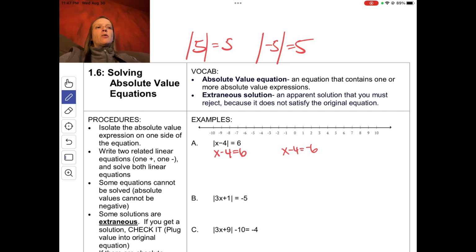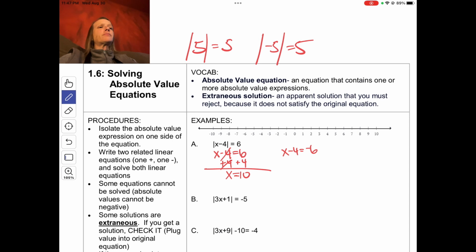So, how do we solve for x? In this example, 4 is being subtracted away from x, so I can add 4 to both sides of the equation. And when I do that, I get that x equals 10 is one potential solution to this equation. For my alternate equation over here on the right side, I approach it the same way. I add 4 to both sides of the equation. Negative 4 and positive 4 cancel out here, and I get that x equals negative 2. So now I have another potential solution to my equation.